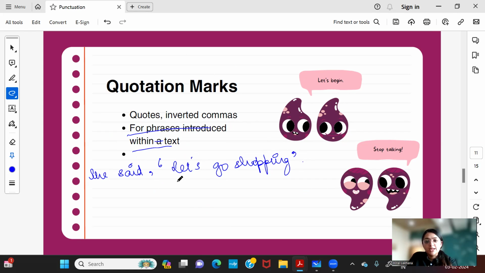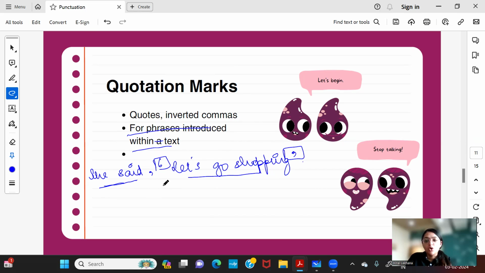So how do we know that this particular speech is direct? Because we have separated this from our earlier sentence using inverted commas. So for phrases introduced within a text. So this is the phrase, that is let's go shopping is the phrase, and it is introduced within this particular sentence. So to give a demarcation that this is a direct speech as against the indirect speech that is used here, we have used quotation marks or inverted commas.